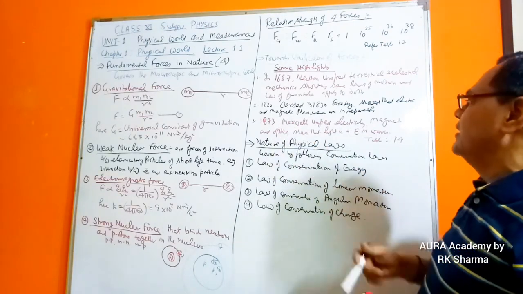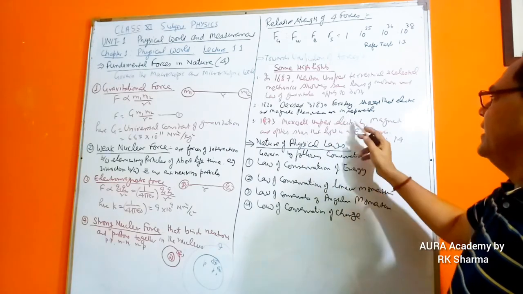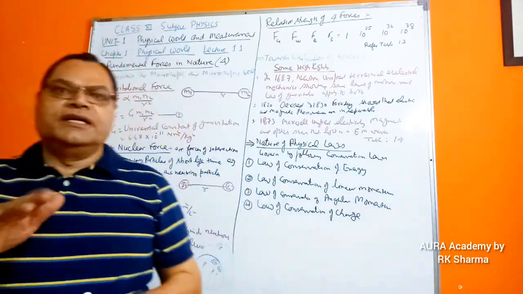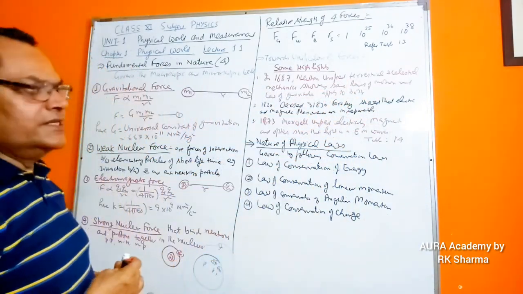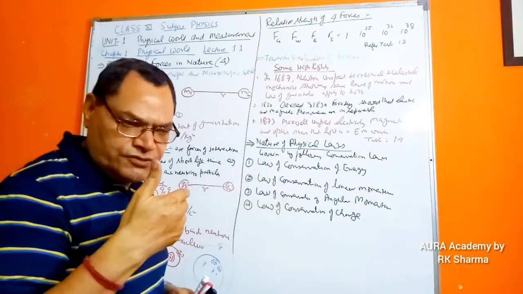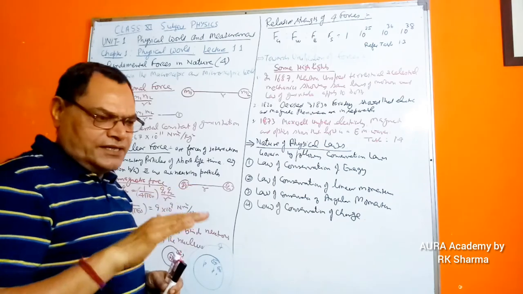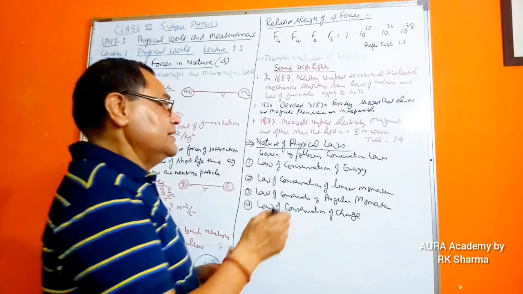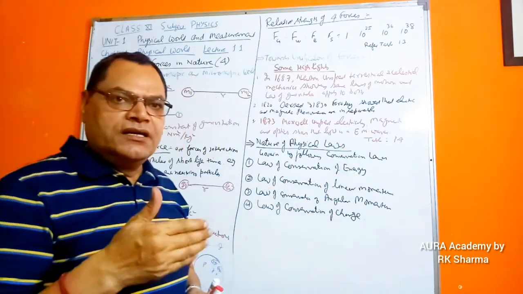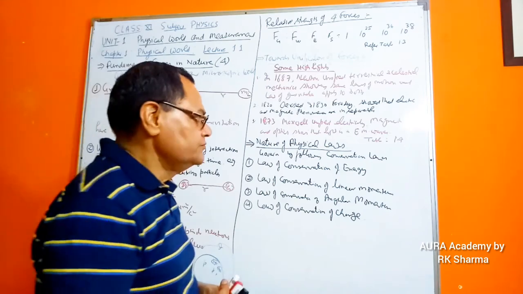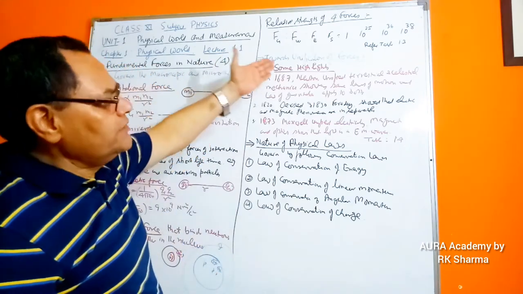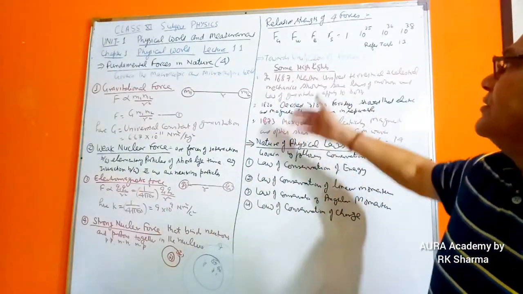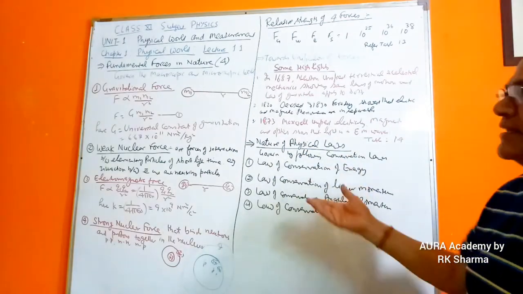Next, Maxwell unified electricity, magnetism and optics. Optics means light. Whenever light propagates, Maxwell showed experimentally that light is made of the electric field and the magnetic field. So he says that light is nothing but simply an electromagnetic wave. All right, the table is given in your NCERT book, so you can refer to Table 1.4 for some more ideas.